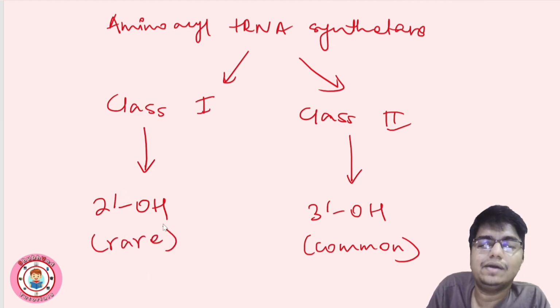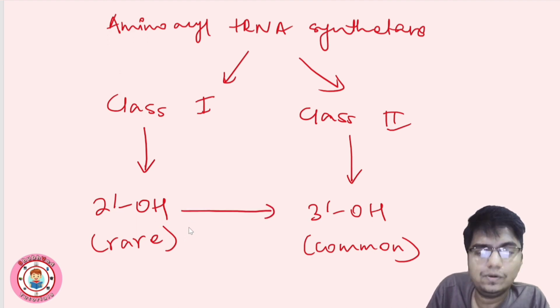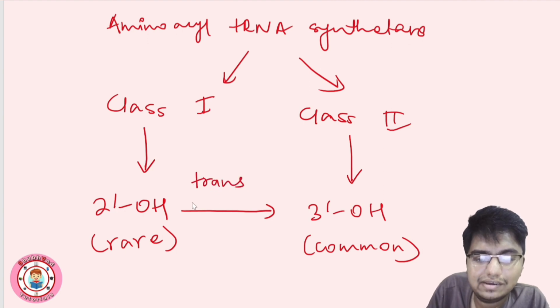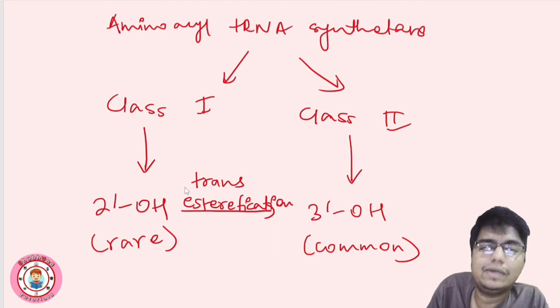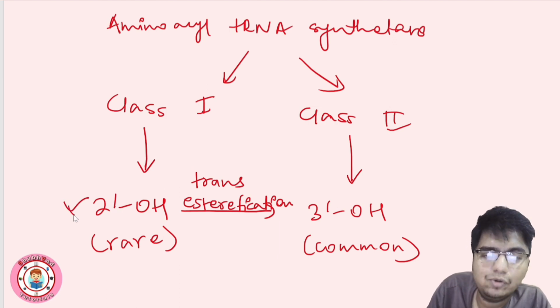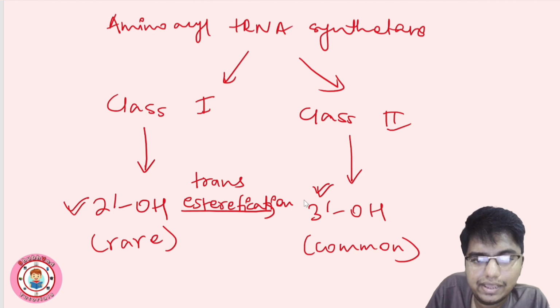But the amino acid on the 2 prime OH gets shifted to the 3 prime OH by the reaction known as transesterification. Transesterification causes the shift of the amino acid from 2 prime OH to 3 prime OH. Got it? So this is very important.